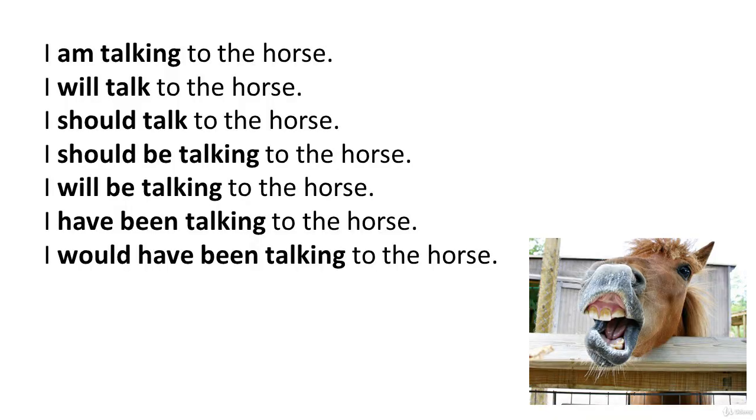Let's look at some examples here. If we had these sentences: I am talking to the horse. I will talk to the horse. I should talk. I should be talking, I will be talking, I have been talking, I would have been talking. These are all verb phrases, and the whole phrase works together to convey the action of the sentence.